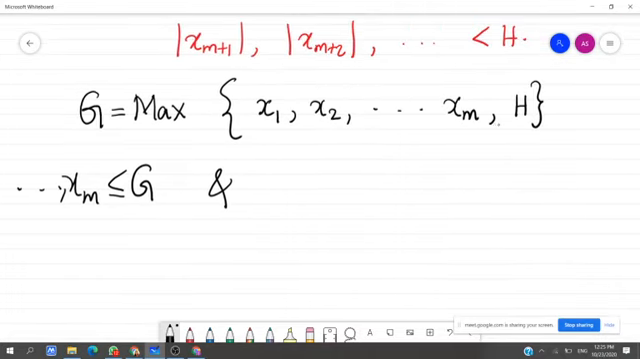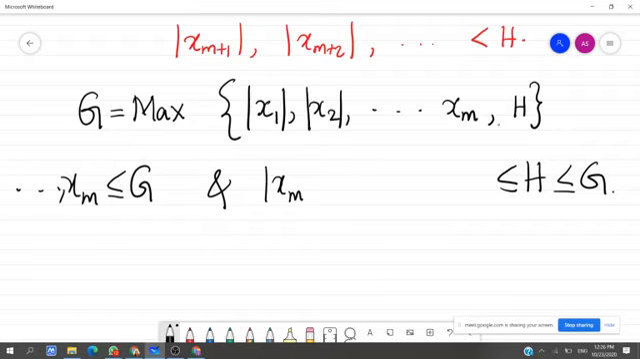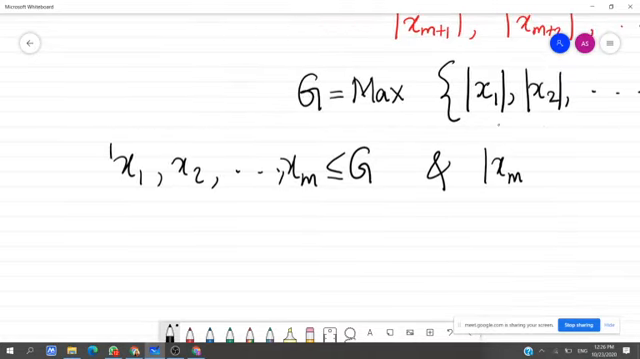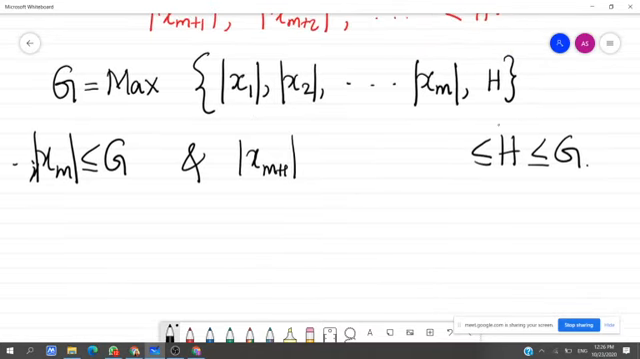And H is also less than or equal to G. H is actually bigger than all the terms. Oh, we need the modulus, right? So we may take the modulus of these terms. So the modulus of these terms are all less than G. And from the m plus 1th term onwards, the terms after the mth term, which are infinitely many values, are all less than H from this inequality star.